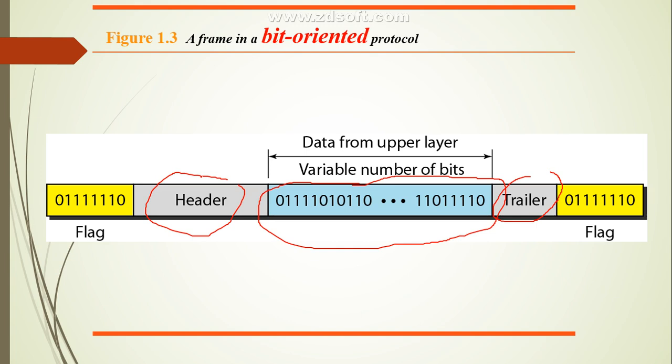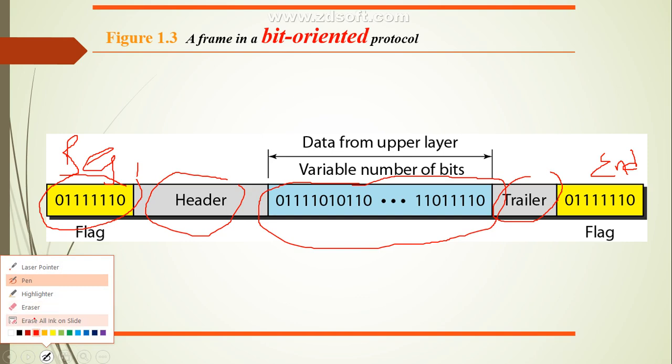So most protocols use an 8-bit pattern, that is 01111110. It is nothing but your flag as a delimiter, to define the beginning and the end of the frame. So we insert this flag at the beginning as well as at the end of the frame so that it acts as your delimiter.